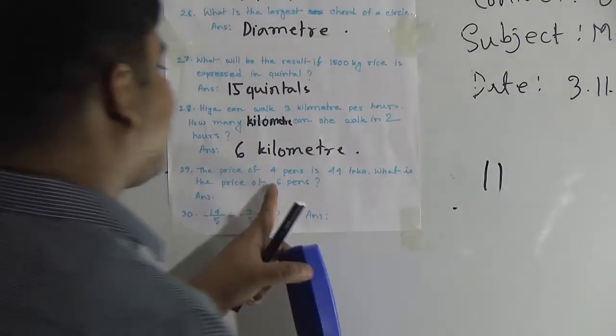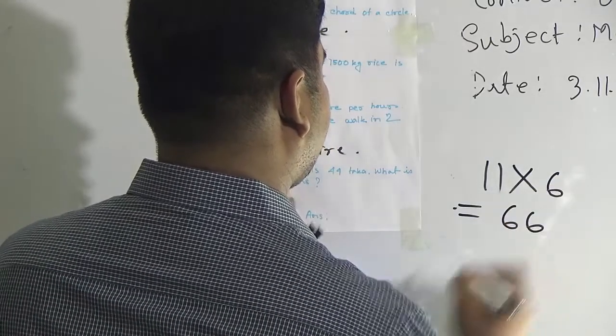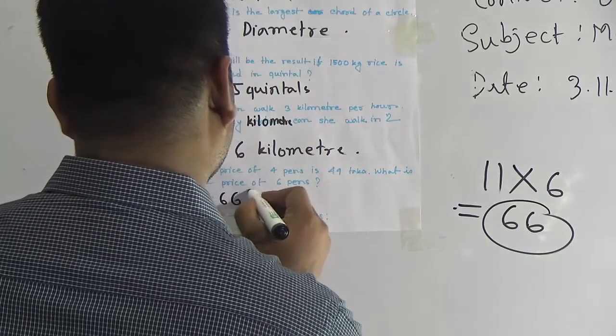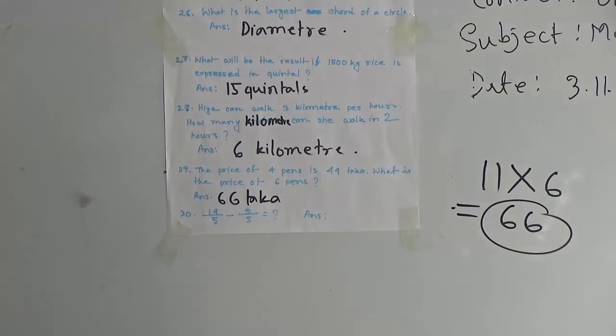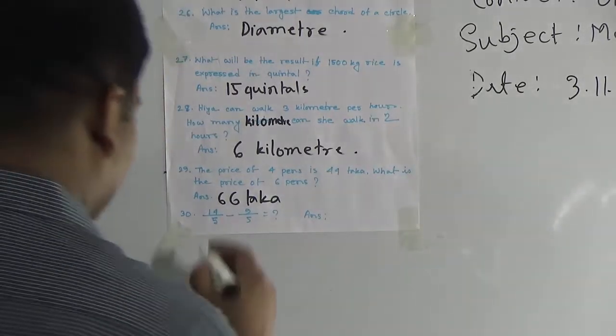And what is the price of 6 pens? We just multiply this 6 with 11 and we get 6 ones are 6, 6 ones are 6. So 66 taka is the answer of 6 pens. And our last question, that means 30th number question.